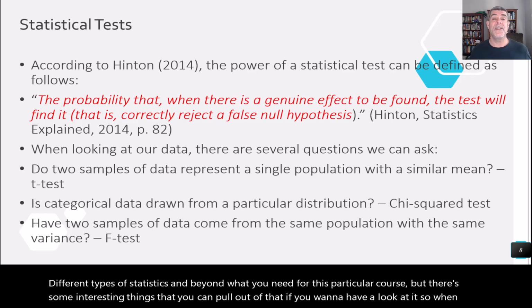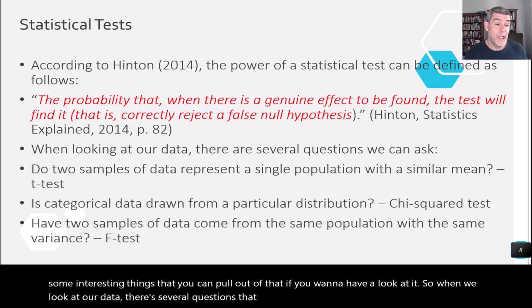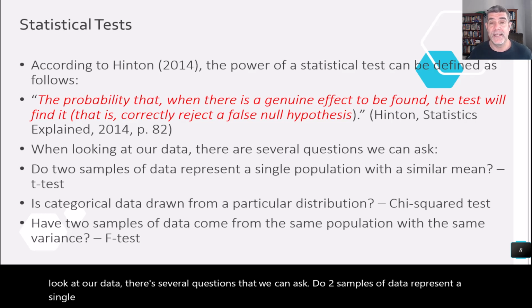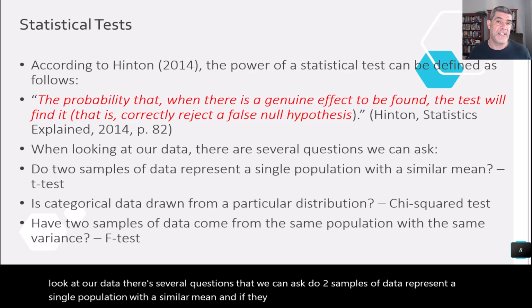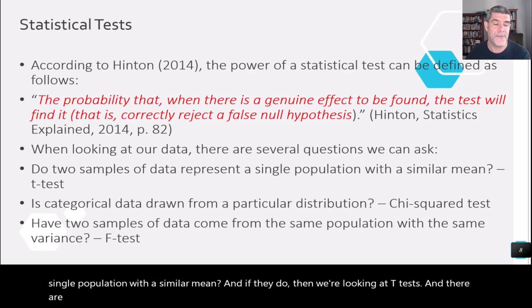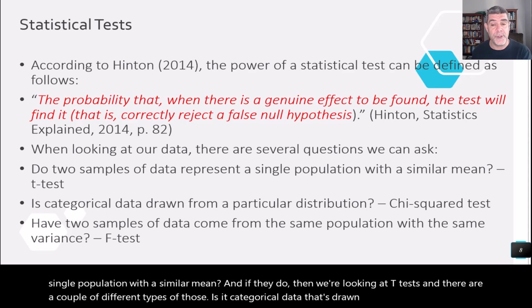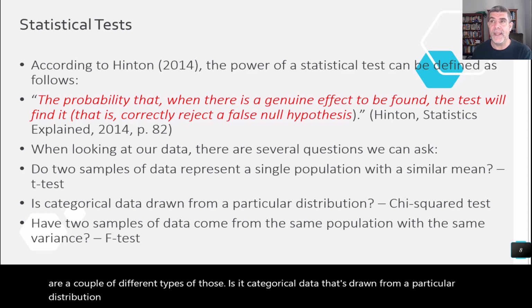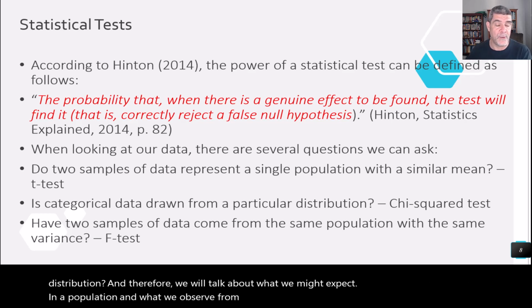So when we look at our data, there's several questions that we can ask. Do two samples of data represent a single population with a similar mean? And if they do, then we're looking at t-tests, and there are a couple of different types of those. Is it categorical data that's drawn from a particular distribution? And therefore, we will talk about what we might expect to get in a population and what we observe from the data that we've collected. And that would involve a chi-squared test.